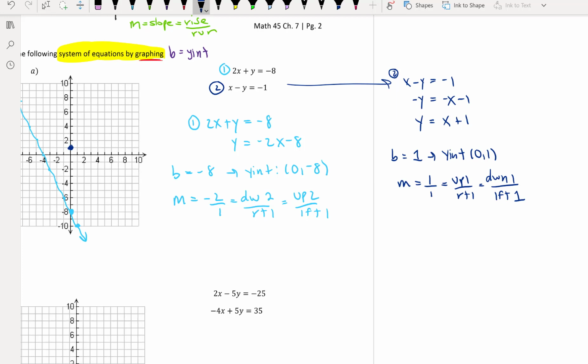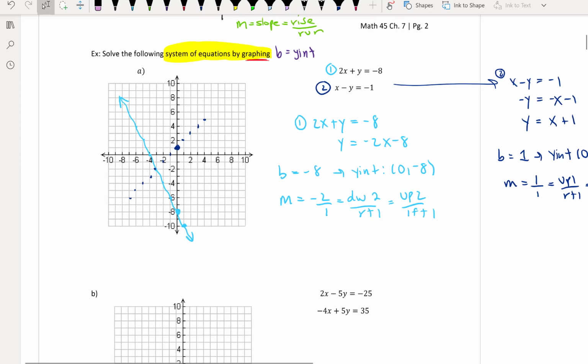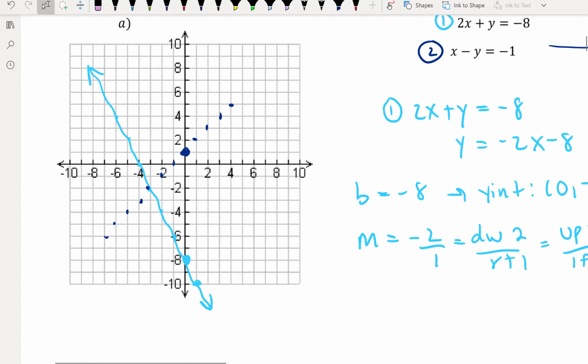So remember, our starting point is going to be (0, 1). So that's my starting point. And my slope tells me to go up and to the right 1. I also could have gone down and to the left 1. So if I zoom in a little bit more, I'm going to connect my dots. And let's inspect what's happening here.